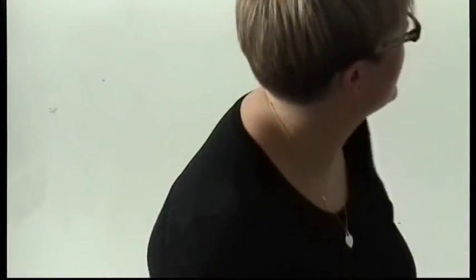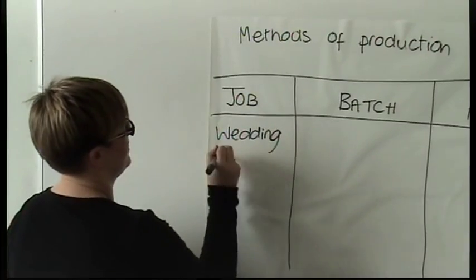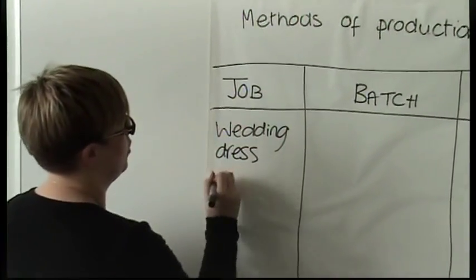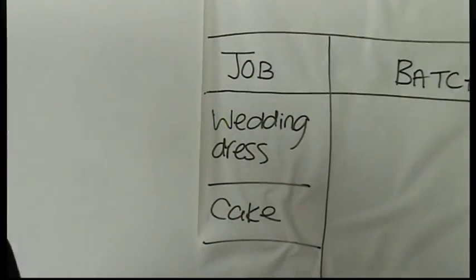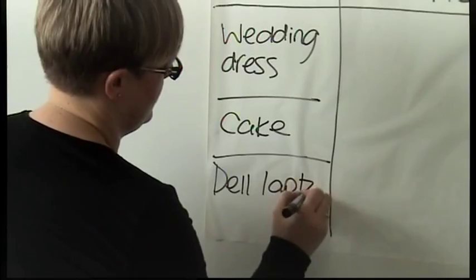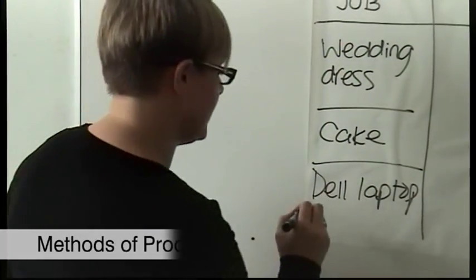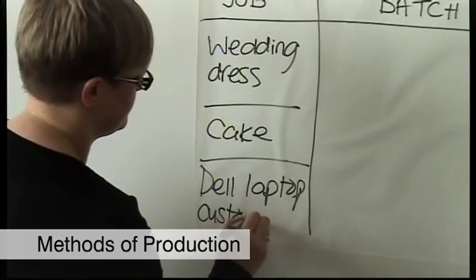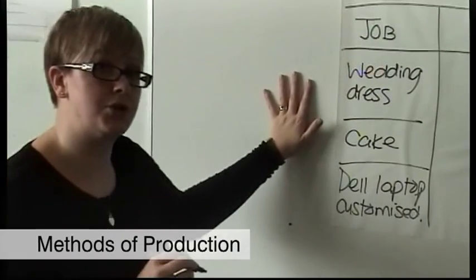So examples then would be a wedding dress or a wedding cake or a customised Dell laptop, because it's just specific for that customer. So you can have a Dell laptop, but one that you've chosen the colour for, and they've got a print on it because you wanted it. So it's customised. Okay, so that's the first type of production you need to know about.